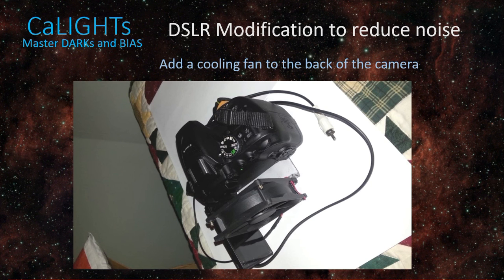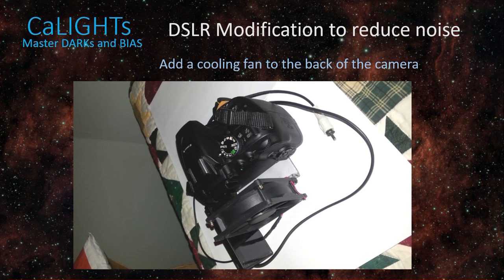DSLRs are not designed to run for hours. Excess heat can easily build up in the camera, causing the camera temperature to easily soar into the mid-30 degrees Celsius range. The cooling fan can dissipate upwards of 6 degrees of this excess heat. It's a known fact that the dark current in an imaging chip will double in magnitude for every temperature increase of roughly 6 degrees Celsius.